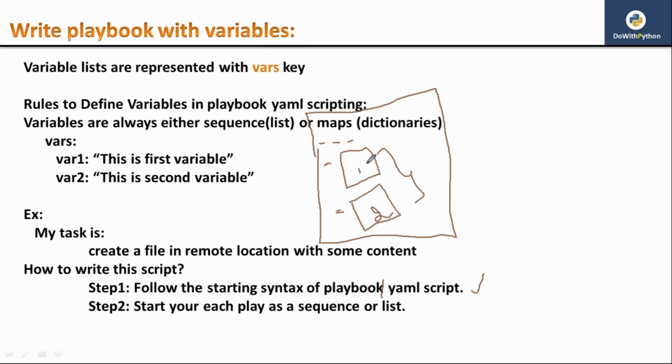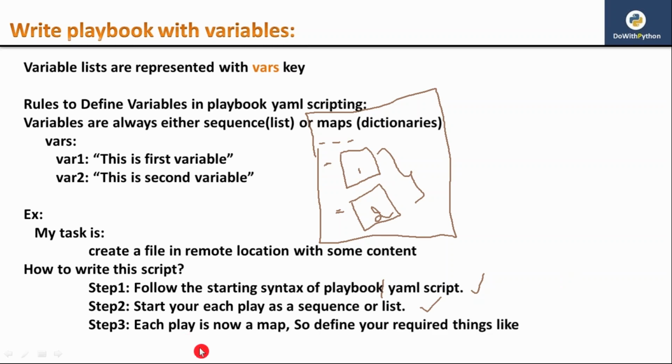Now inside this you have to write your playbook, and remember that each play is a map or dictionary. If you remember it that way, then you can write your YAML script or playbook very easily. Okay, now this second step is over. Now let me go with the third step. Each play is now a map, so define your required things, like what I want to write in my playbook.